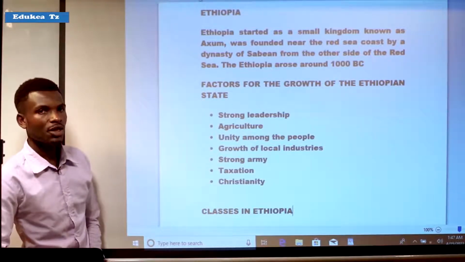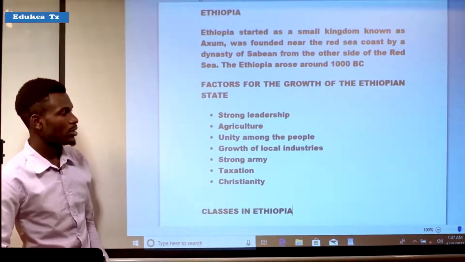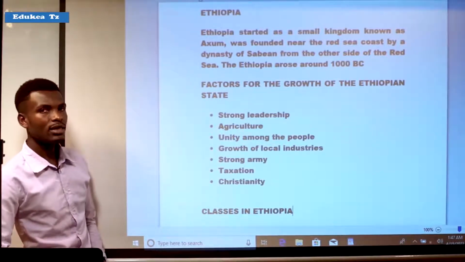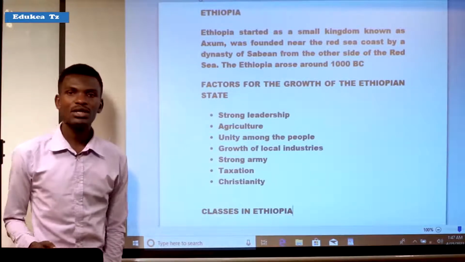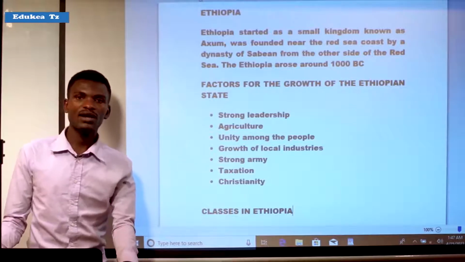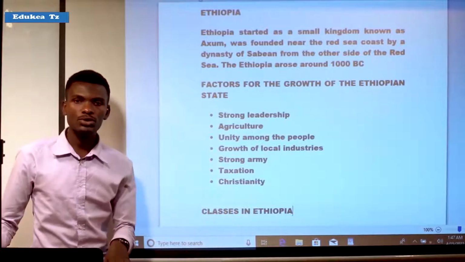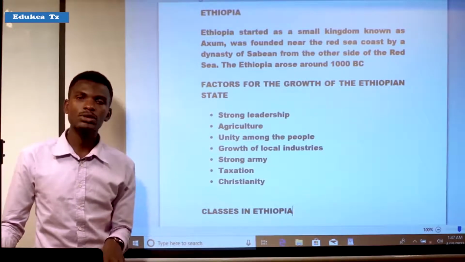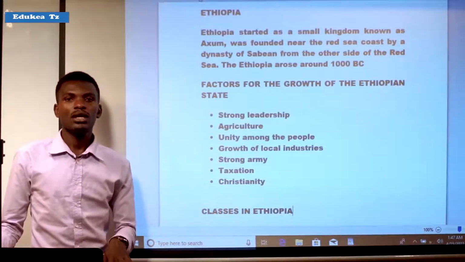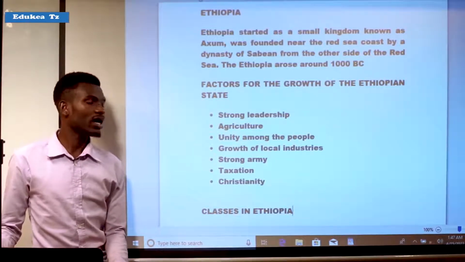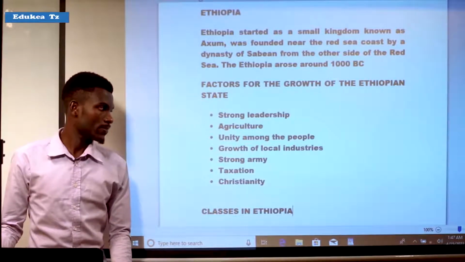It means that in Ethiopia there was growth of local industries. For example, iron making or iron smelting industries, whereby the people of Axum were making iron tools, and those iron tools were used in agricultural production and other activities which needed iron tools.